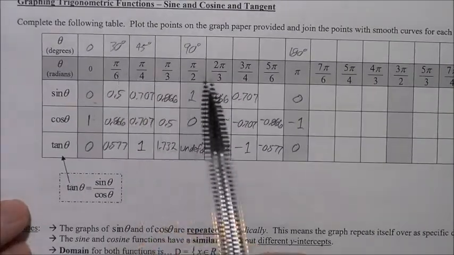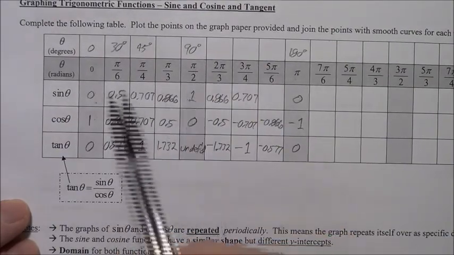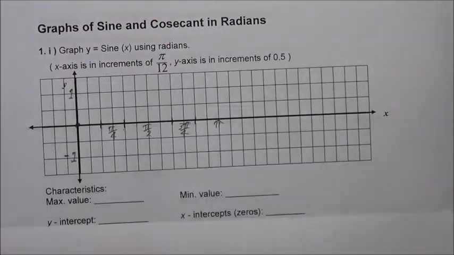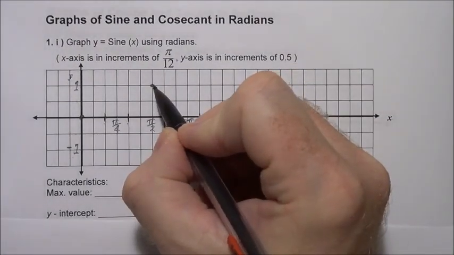And then I'll plot the pi by 2 here. When theta is pi by 2, sine is 1. So at pi by 2, sine is going to be 1. So put a point there.